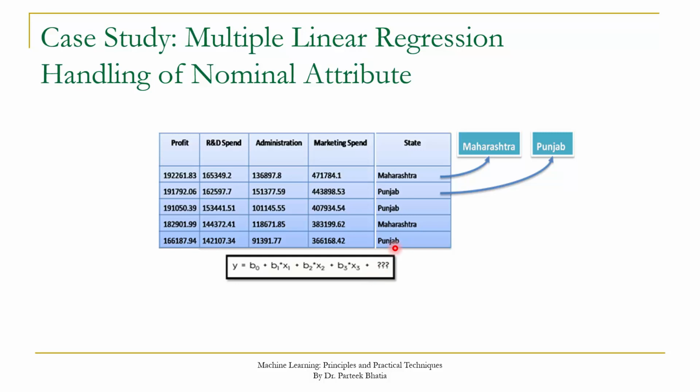But there is one issue in this data set. We can see that state is a nominal attribute or a categorical attribute which contains values in the form of strings. We have Maharashtra and Punjab as 2 state values for this data set. All machine learning models are statistical models which work on numbers. So we cannot directly work on characters or a nominal attribute in building a model. We have to handle this nominal attribute first in order to apply multiple linear regression over this model. We have to pre-process this state attribute. That's why we have put question marks for this particular attribute.